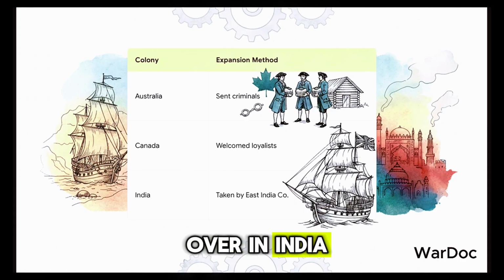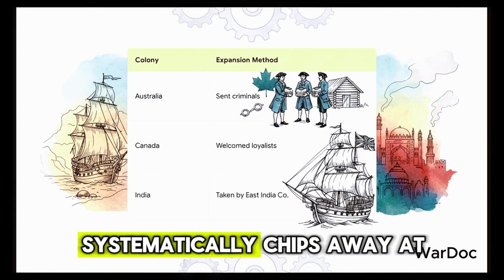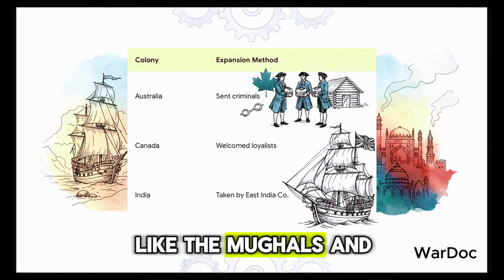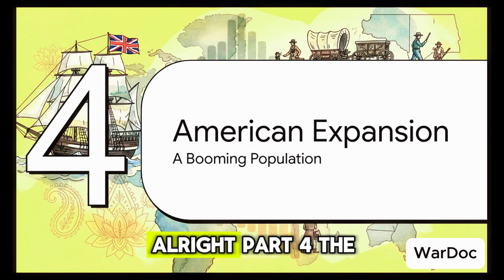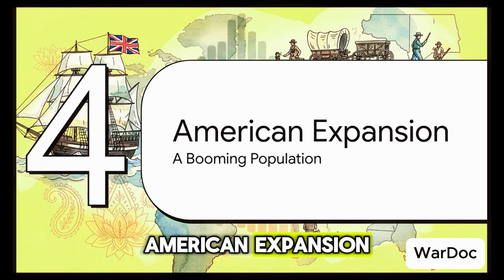And over in India, the British East India Company systematically chips away at declining kingdoms like the Mughals and the Marathas until they basically control the entire subcontinent. All right, part 4, the American expansion.